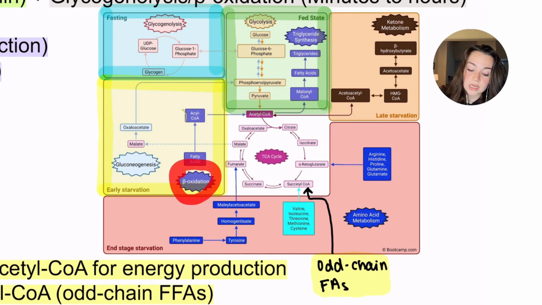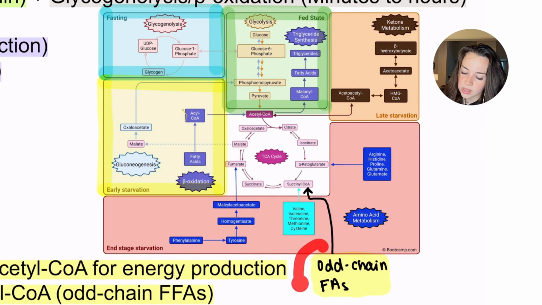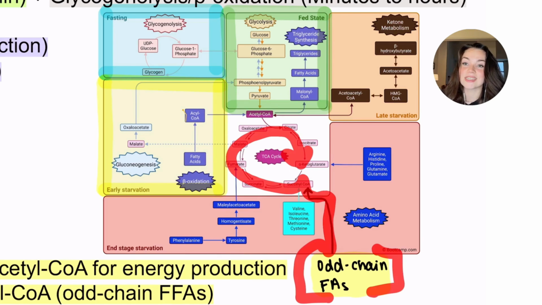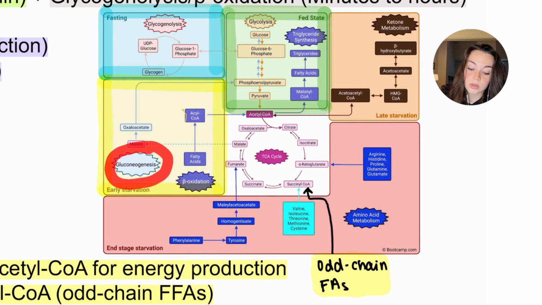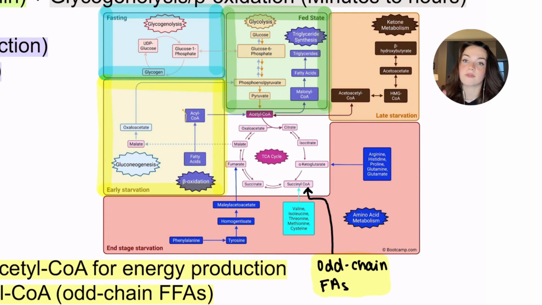So in beta oxidation, you can see how these fatty acids are broken down into acetyl-CoA, which can run the TCA cycle, as well as odd-chain fatty acids, which I wrote in down here, which can also join the TCA cycle. And we're going to kick up gluconeogenesis as well, making sure that not only do we have energy, but we actually have energy in the exact form of glucose for our brains and for our red blood cells.